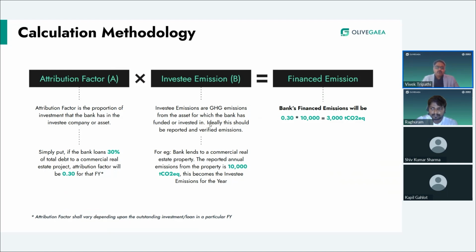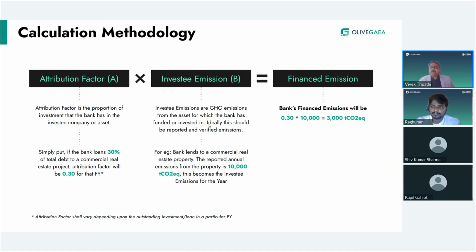To put a very simple case, let's say a commercial real estate project is raising funds from multiple banks, and it needs, let's say, 10 million dirham. Of that, if a particular bank A has invested 30% out of that 10 million dirham, then in that case, the attribution factor for the bank for this particular investment in commercial real estate would be 0.3. So that's where you find out the attribution factor. Now, this is one simple case. A bank might have 10 different commercial real estate investments and would have different levels of investment in those real estates.